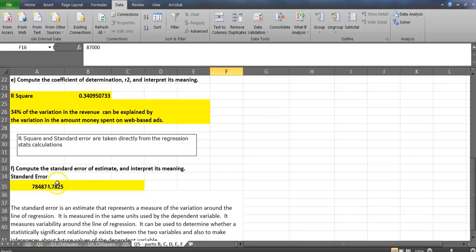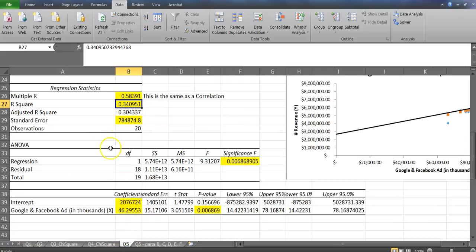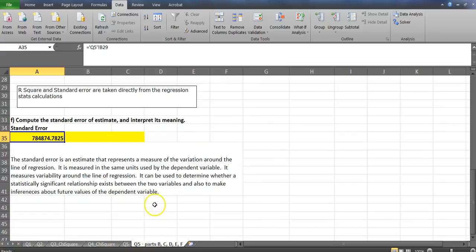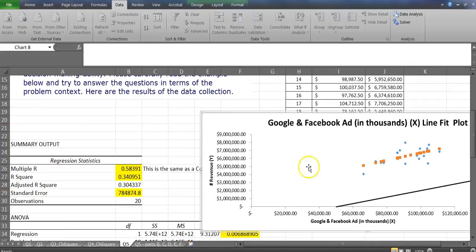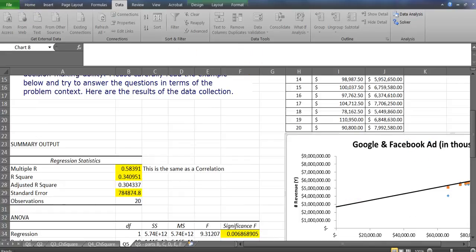And then your standard error, again, that's pulled directly from your output here. What does that mean? The standard error is an estimate that represents a measure of variation around the line of regression. And if we go back to our scatter plot, let me undo that move.